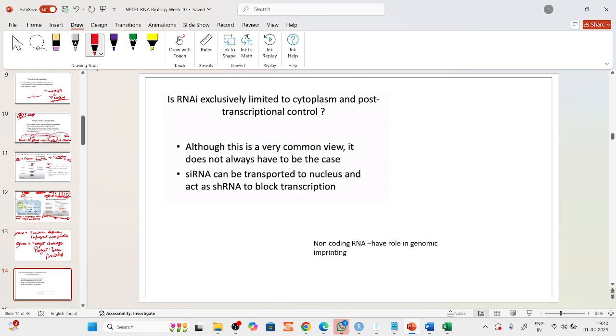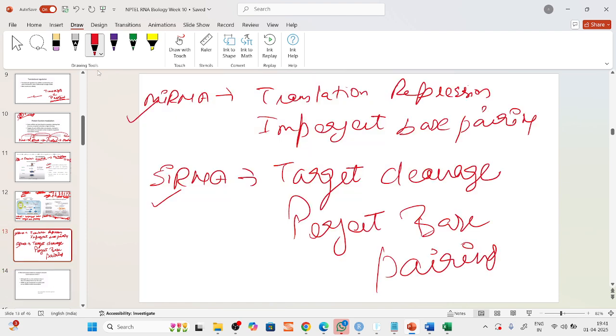Okay, so always remember that mostly all this happens in the cytoplasm. Whether it is miRNA or siRNA, it comes out of the nucleus to the cytoplasm, where it is acted upon by Dicer. Then it is converted into a template strand and passenger strand. Then it gets loaded to the RISC complex, and then it performs its function. So that means it is happening in the cytoplasm. But it is not always the case. Most of the time it is the case, but not always, because sometimes siRNA can be transported back and it will act as shRNA.